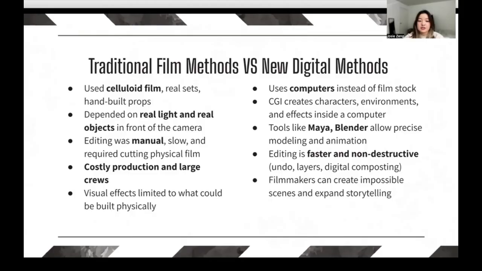Digital filmmaking works very differently. Instead of film stock, filmmakers use computers. CGI allows artists to create characters, environments, and effects inside a computer through 3D modeling, digital lighting, and animation. Tools like Maya and Blender make modeling and animation much more flexible.